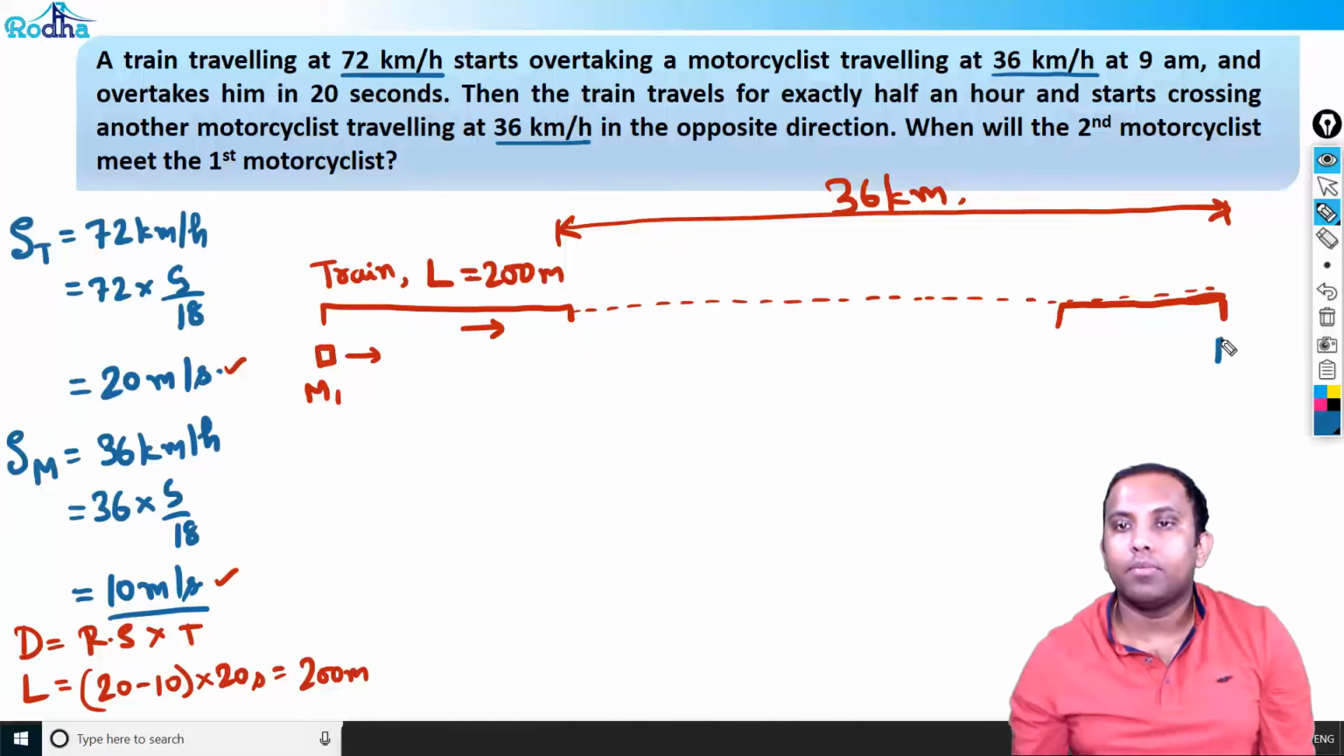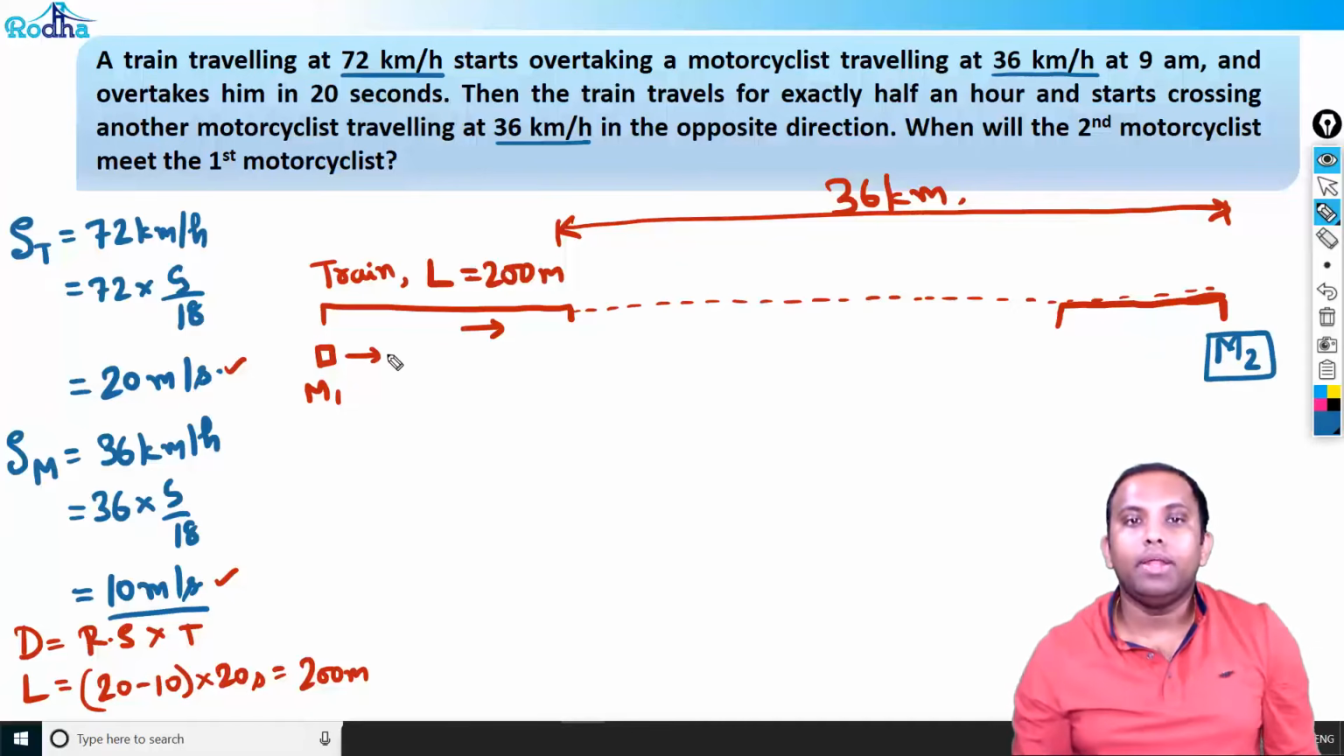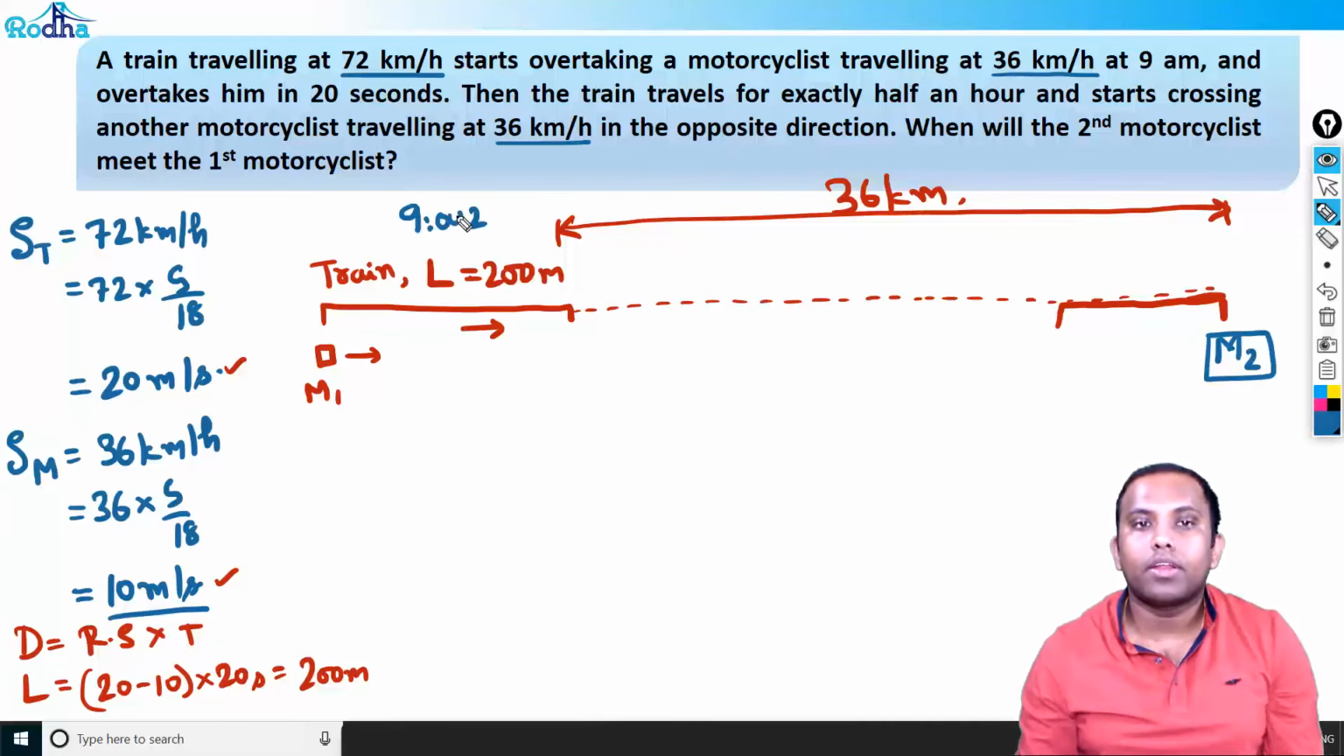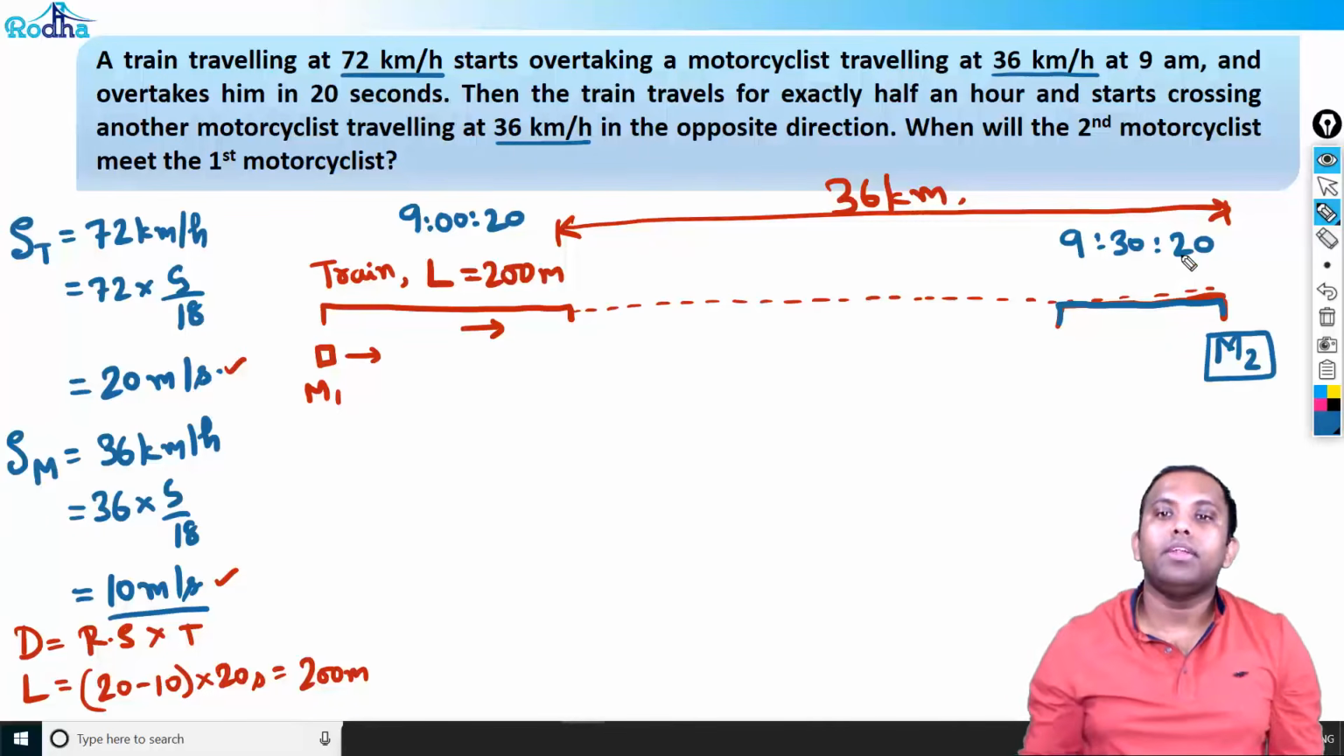This here is the second motorcyclist M2 at this point, and here is the first motorcyclist M1. Now in the meantime, how much has M1 traveled? Right now the time is 9:20, because in 20 seconds the train has overtaken the motorcycle. The train traveled for half an hour now. This is the new position of the train. What is the time now? The time will be 9:30:20, that means 9 hours 30 minutes and 20 seconds.